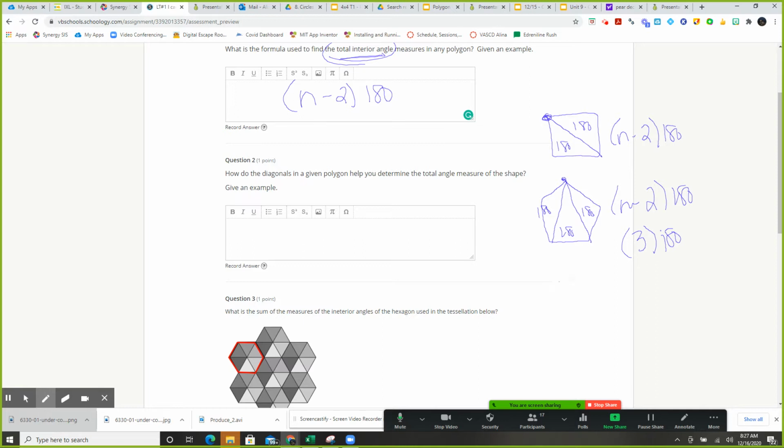It works for a hexagon too. If I draw a hexagon and I start at one corner, that's the trick. I can divide that into 4. 1, 2, 3, 4 triangles. So that's 6 minus 2 times 180. That's using the number of sides or the number of triangles times 180. Gives me my total interior angle measure. So whatever that makes sense to you, that's how you're going to answer question number 2.